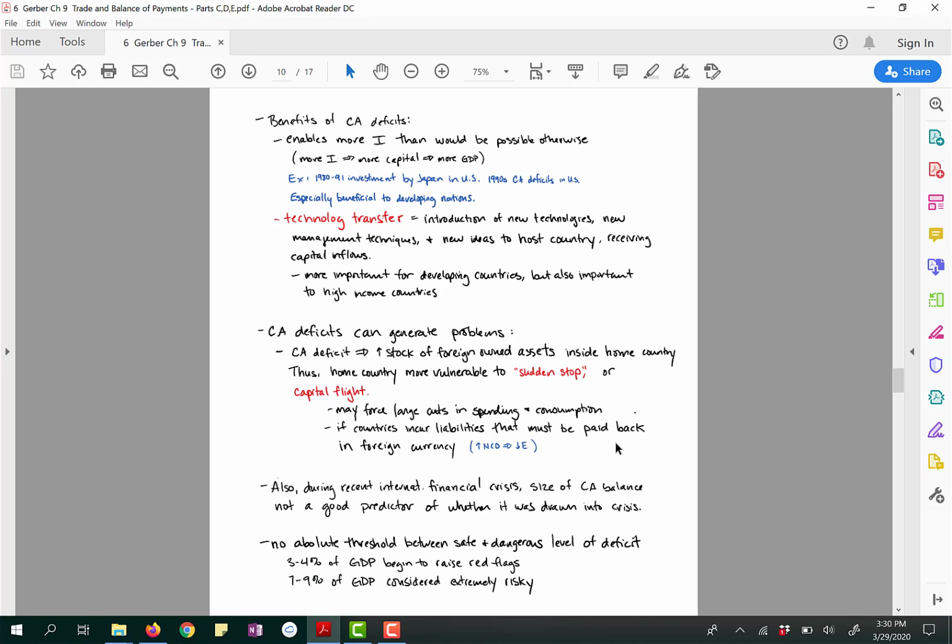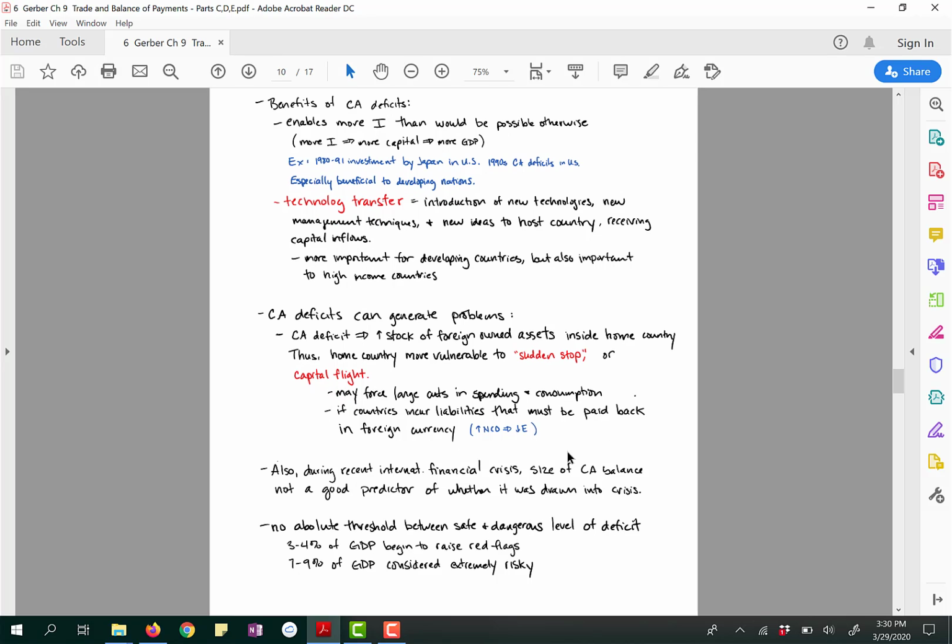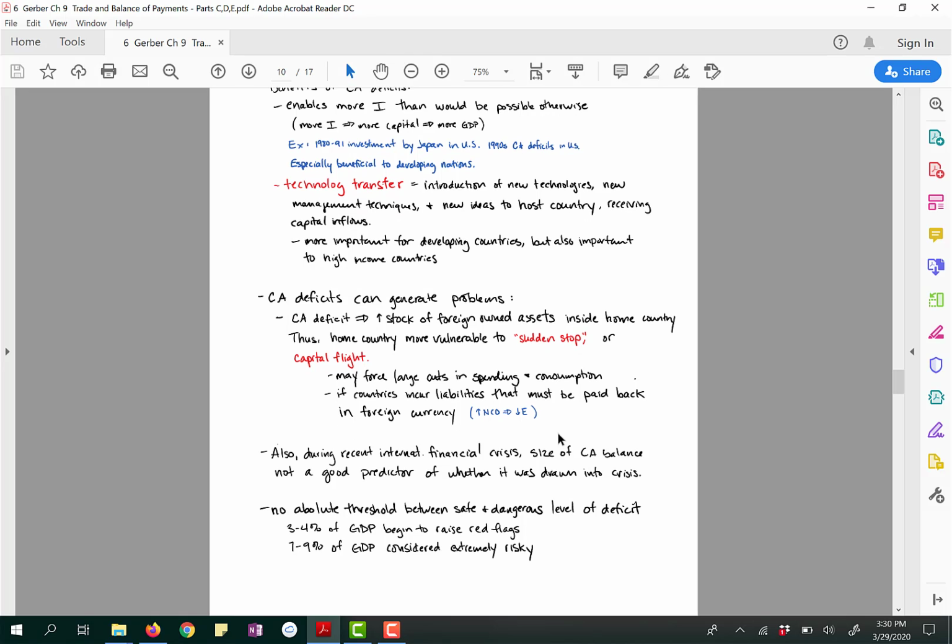And that has been a central issue in all of the major international financial crises over the last couple decades, the ones that we keep mentioning. The peso, the tequila crisis in Mexico in 94, the Asian financial crisis in 97.